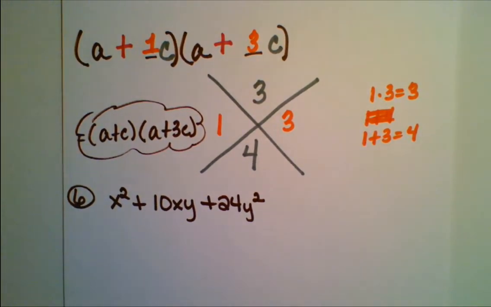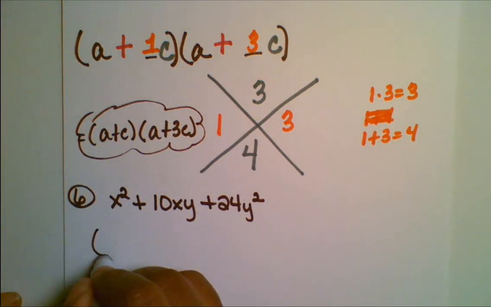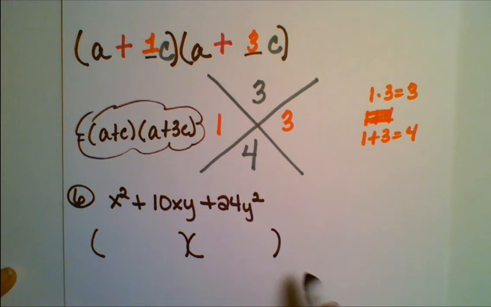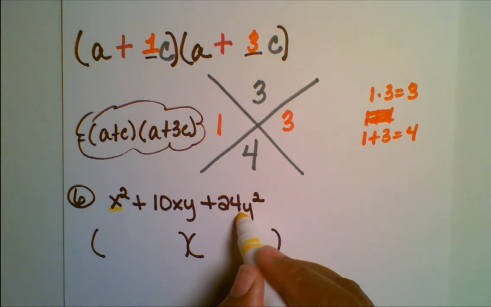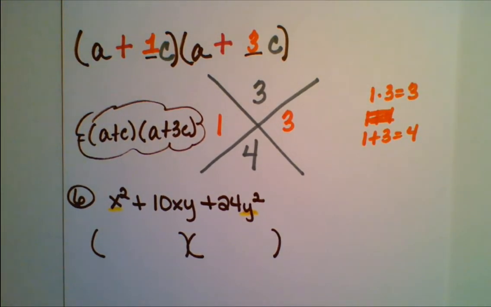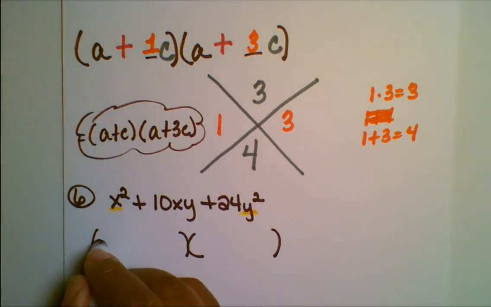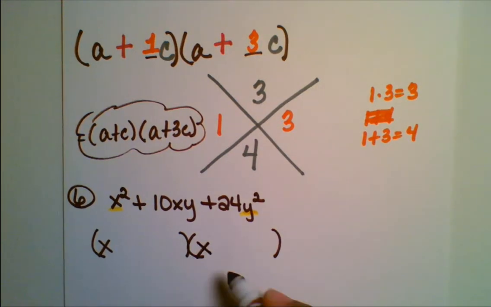Next example, x squared plus 10xy plus 24y squared. Set up your template. So what you notice here for this question is that the first term, we have x squared there, and then for the last term we have y squared. So let's go ahead and break those variables down. X and x for the first term, y and y for the last term.